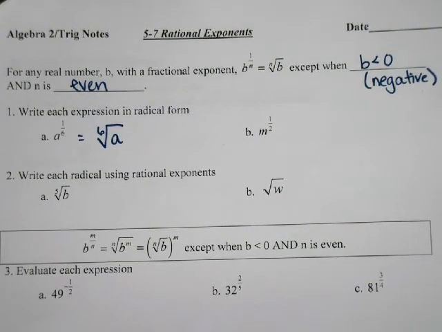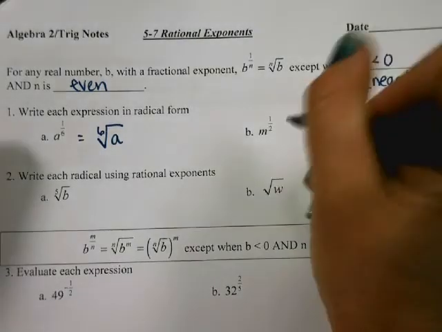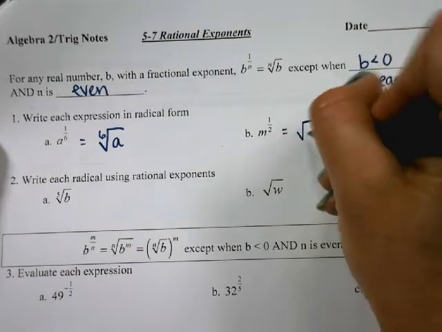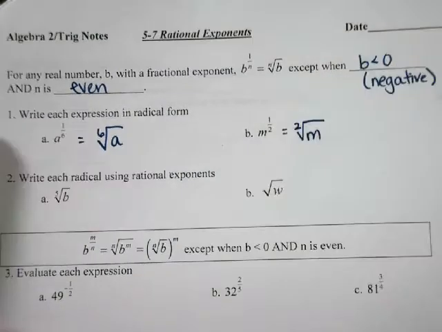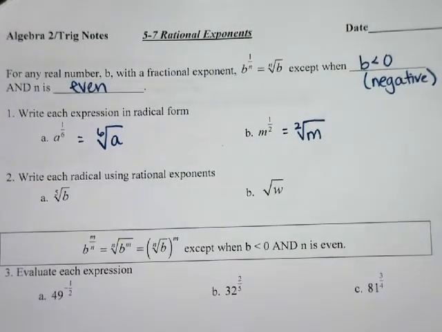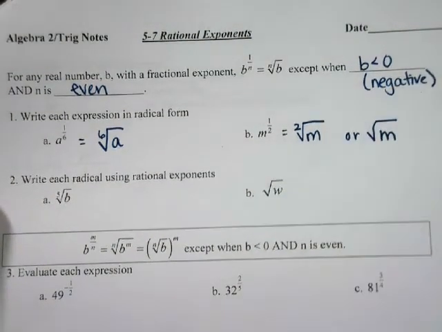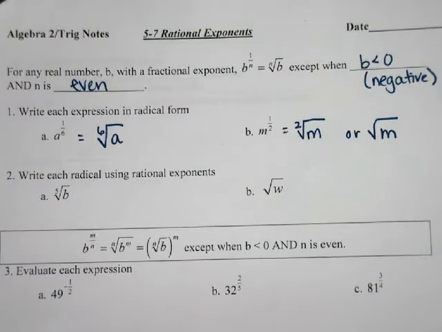Then letter B, m to the 1/2. The denominator is 2, so the index will be 2. So that is the square root of m. Do I have to write the 2? No, you don't. Remember, if there's no number there, we assume the index to be a 2. So we can just write it as the square root of m if you want.